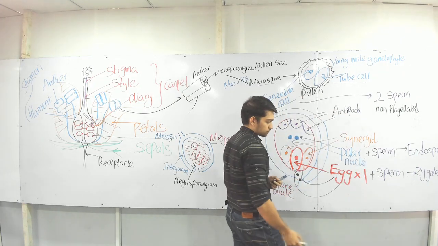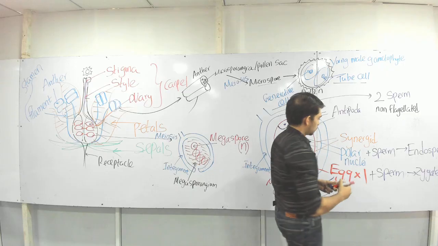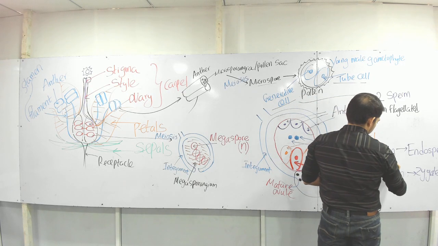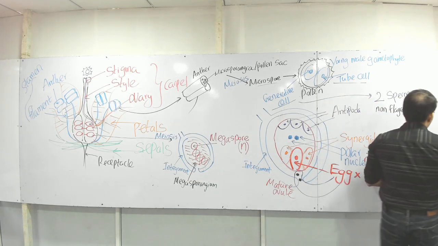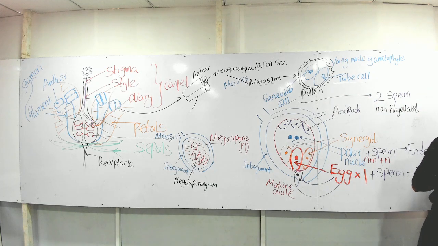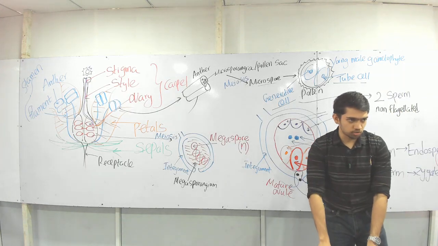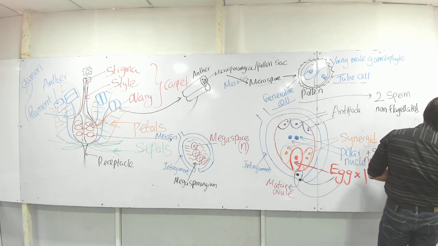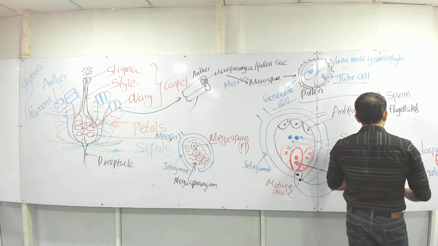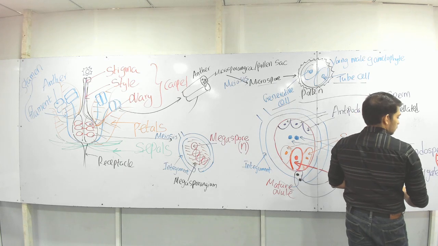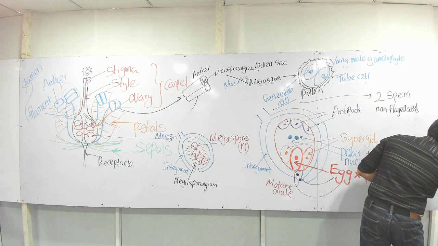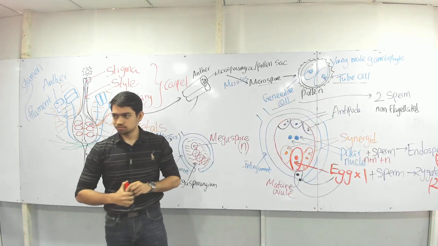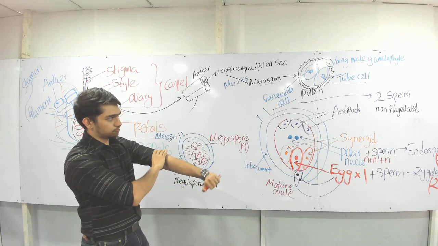So how many polar nuclei are there? 2. That means n plus n, plus another n from the sperm. The endosperm is triploid, 3n. 3n endosperm you are going to get. Triploid endosperm. Very, very important. In flowering plants seed, the endosperm is triploid. The zygote or the embryo is 2n. Okay. Endosperm is triploid.